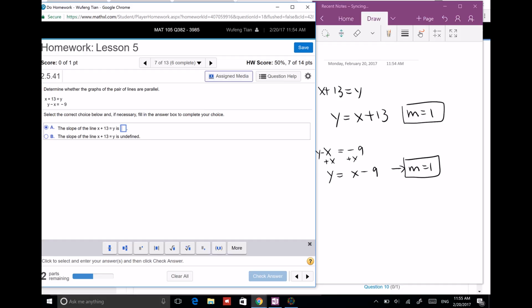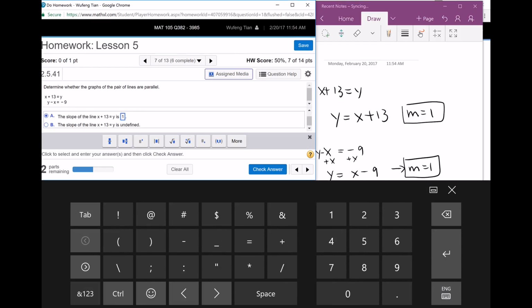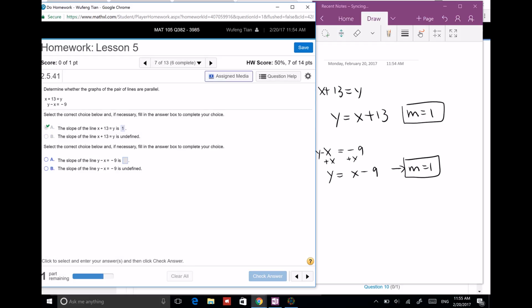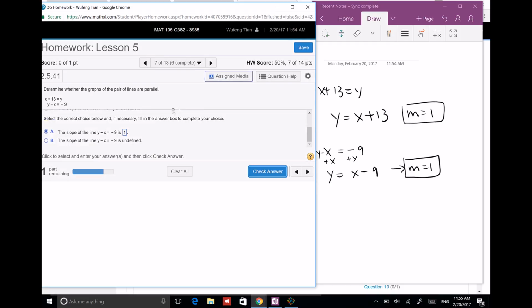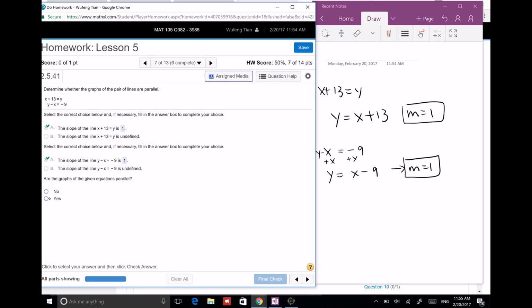So it's 1. This one is 1. Check the answer. And this one, check the answer, is 1, 2. They have the same slope. Yes, they are parallel.